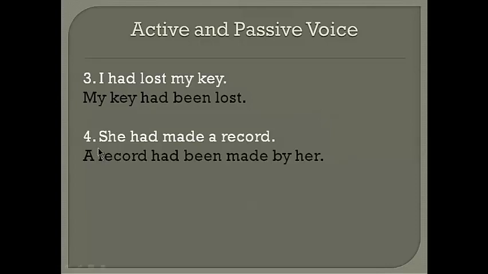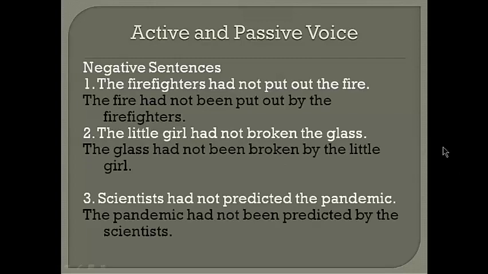Look at example number 4. She had made a record. A record had been made by her. Negative sentences. The firefighters had not put out the fire. If you look at this, after "had" we have "not" here in the sentence. So what is the object here? The fire. The fire had not been put out by the firefighters.